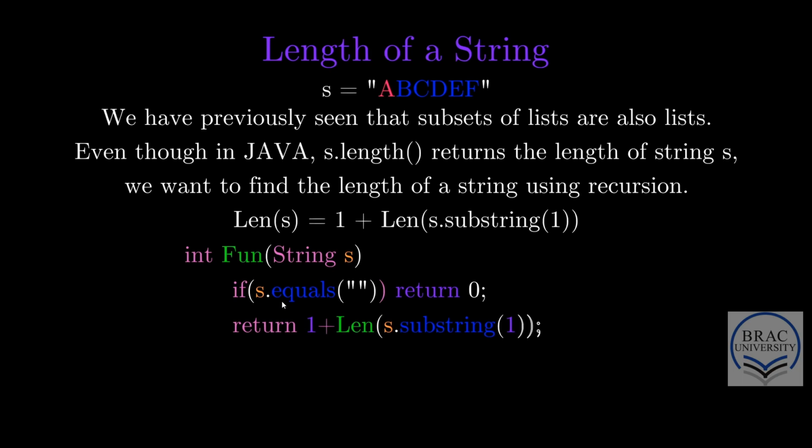So if s is an empty string and we come to this function with an empty string, we'll just return 0, because the length of an empty string is always 0. This function is supposed to give you the length of a string. Let's try to simulate this function call when s equals abcdef.